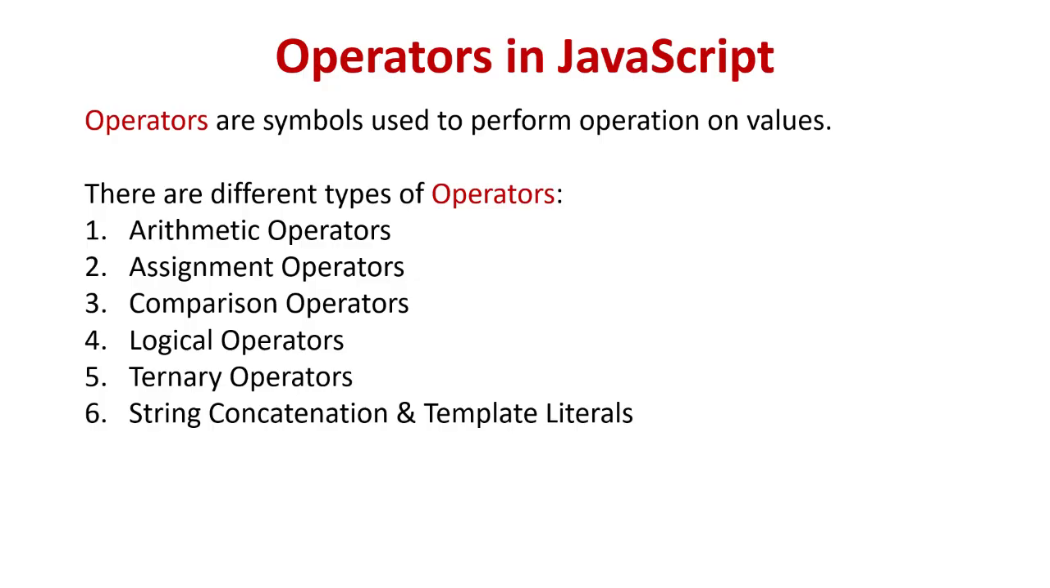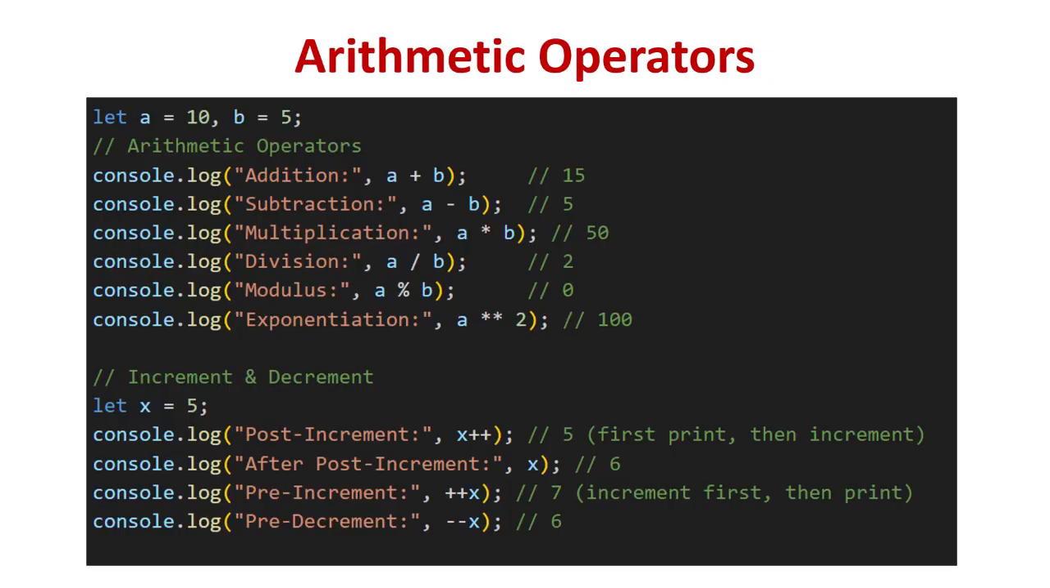Operators are symbols used to perform operations on values. There are different types of operators: arithmetic operators, assignment operators, comparison operators, logical operators, ternary operators, string concatenation and template literals. Arithmetic operators are used to perform basic arithmetic operations which include addition, subtraction, multiplication, etc.